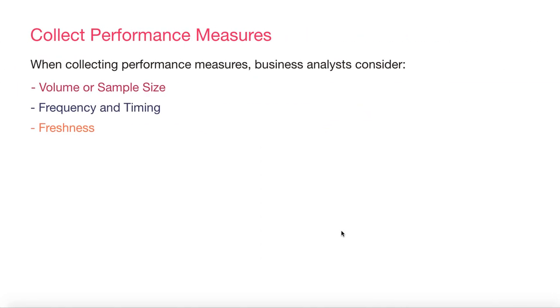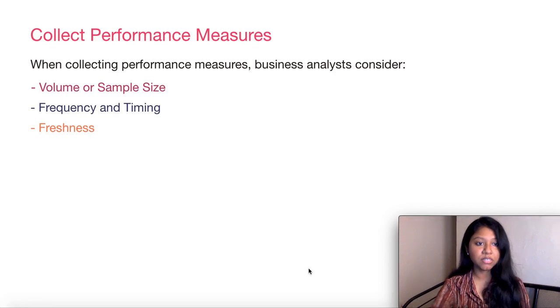That leads us to the third step. In the third step, which is collecting performance measures, we need to keep in mind certain things. And what are these things? The very first one is volume and the sample size.